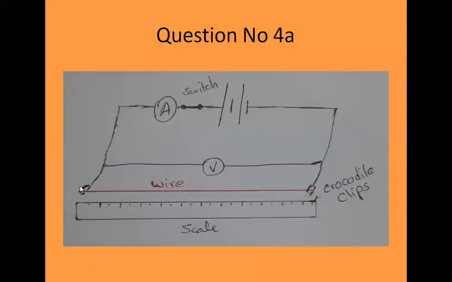So I take a certain length of the wire, I put it beside a ruler, and I measure how much is its length. I put the crocodile clips here, and I check how much length of the wire is in the circuit. And then I close the switch. I note down the reading on the ammeter. Then I note down the reading on the voltmeter. And then I can divide the reading of the voltmeter by the reading of the ammeter, and that will give me the resistance of the wire.